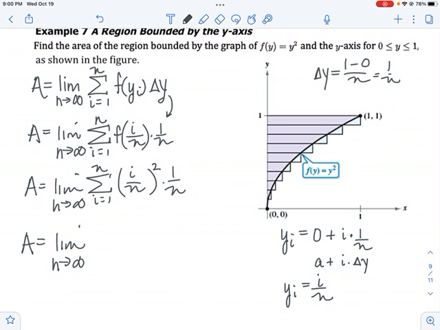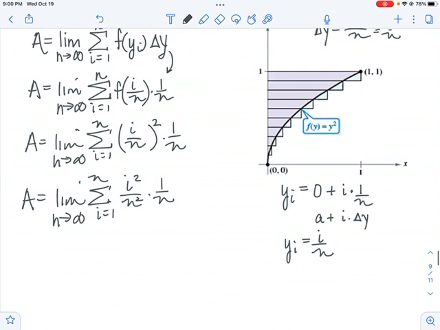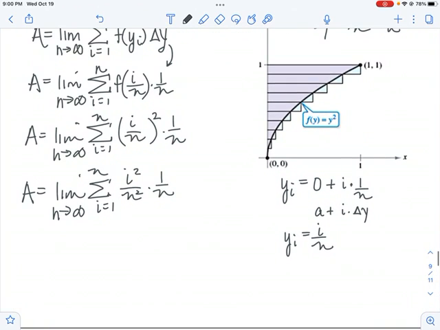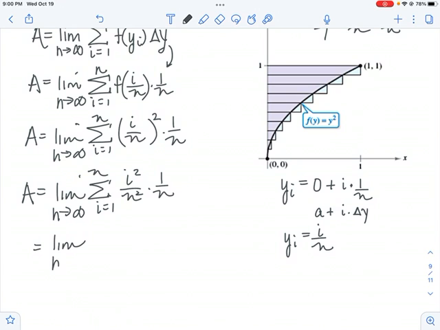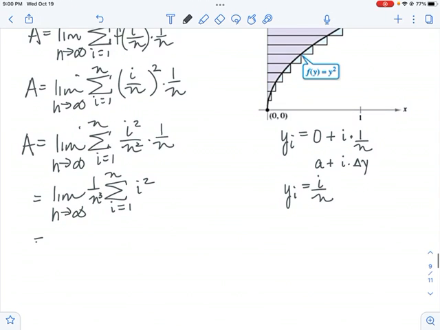Okay. So we get the area is equal to the limit as n approaches infinity of the summation from i equals 1 to n of i squared over n squared times 1 over n. And so this area is equal to the limit as n approaches infinity of the summation from i equals 1 to n. I'm going to pass the n cubed in front of the summation: 1 over n cubed, n squared times n, and then I have the summation of i squared.